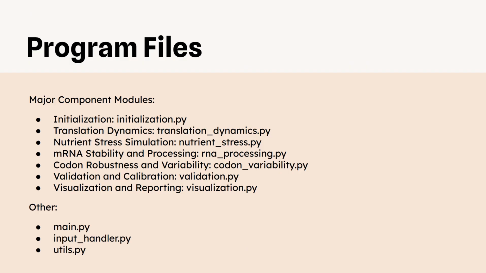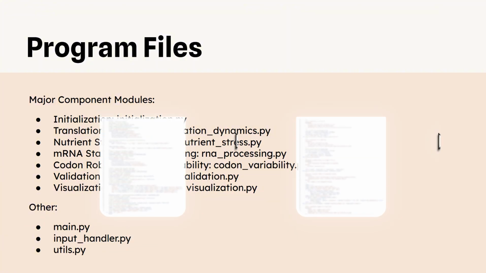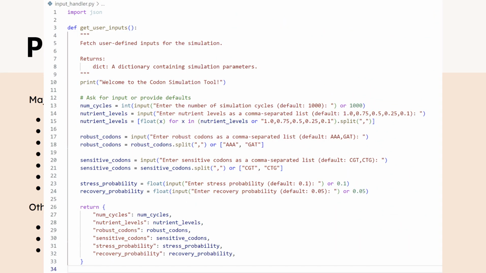This slide shows all of the program files for the project. The files in the first section consist of the major components that I just spoke about. The other 3, main, util, and input handler, are also parts of the program, so they're listed under other.